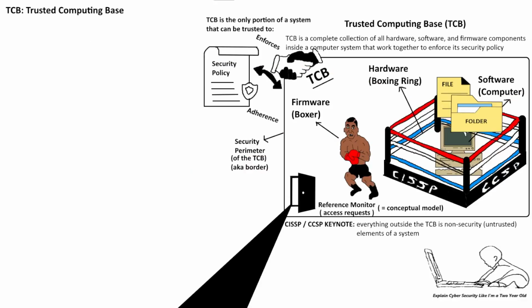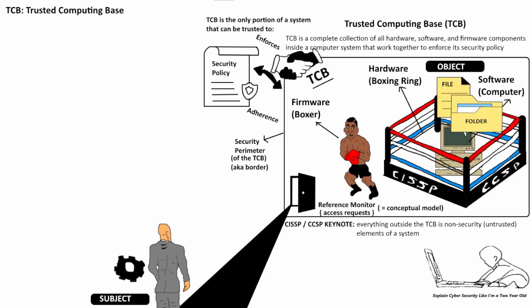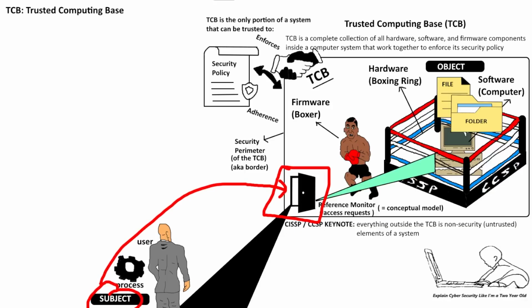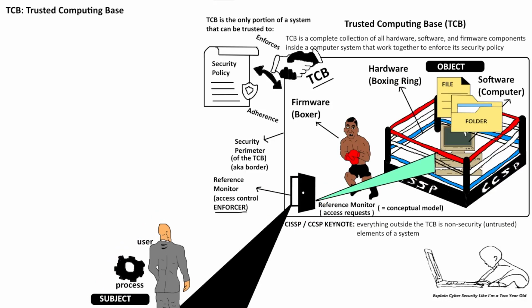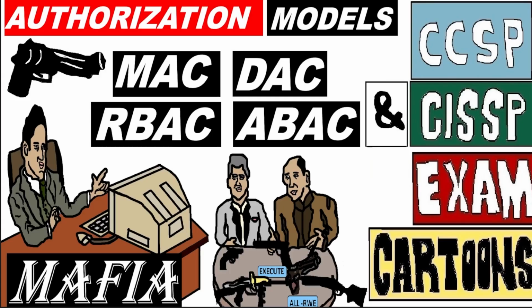Now, I won't go into too much detail about what objects are, because I can cover that in a separate video. But for now, just know there are objects and there are also subjects. Now, subjects could be a user or a process. And generally, a subject will want to access an object. And if this object is inside a TCB, Trusted Computing Base, then the subject will have to go through the reference monitor, aka access control. Now, the reference monitor is an important term for your CISSP and CCSP exams, and essentially it is an access control enforcer, and there are different access models, the DAC, the MAC, the RBAC and the ABAC. But I won't go into detail in this video because we covered this in a separate gangster video, a literal gangster video that explains authorization models.